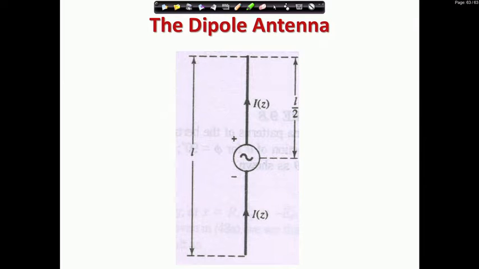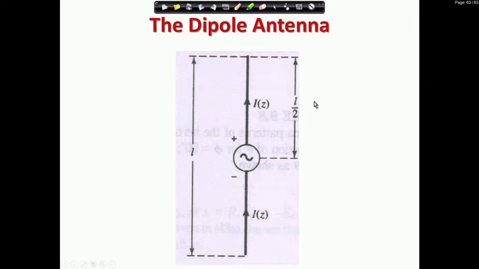It is very popular, it is very useful. It has a length L. It is symmetrical, it has two parts, each part having length L by 2. These are called poles of the antenna. So, this is the upper pole, this is the lower pole, and between them there is a source, an AC voltage source, between the two poles. This is the structure of the dipole.